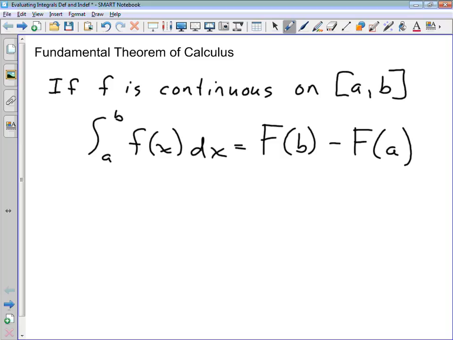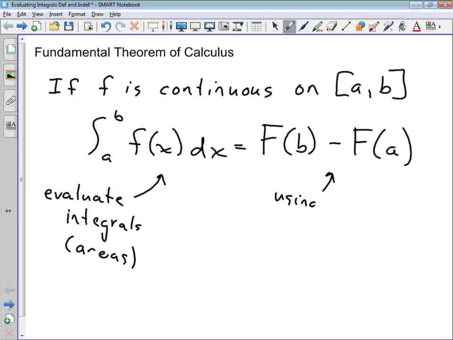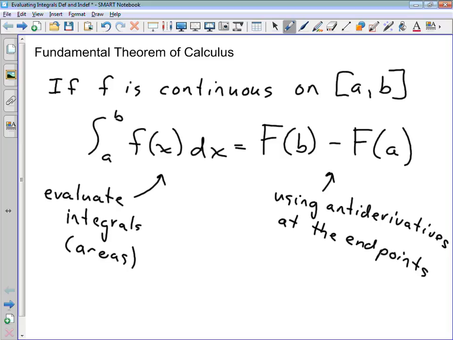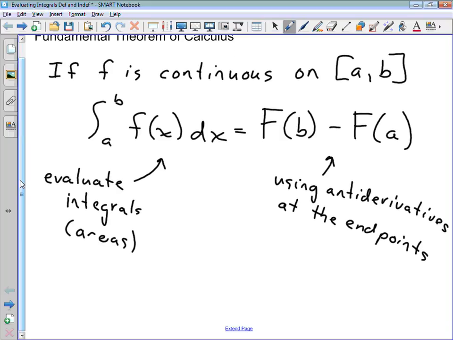Okay? That basically tells us that we can evaluate integrals, which we are using to find areas, using antiderivatives at the endpoints. So the antiderivative at b and the antiderivative at a are the only thing that matter in terms of evaluating this integral.